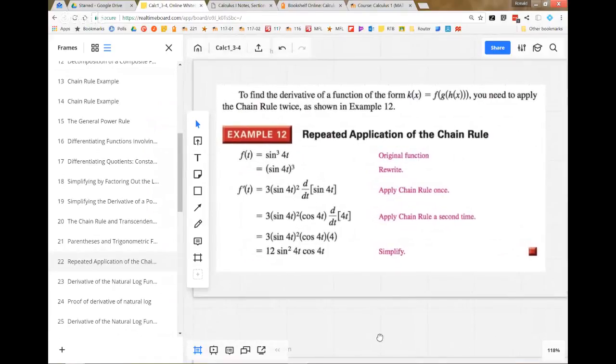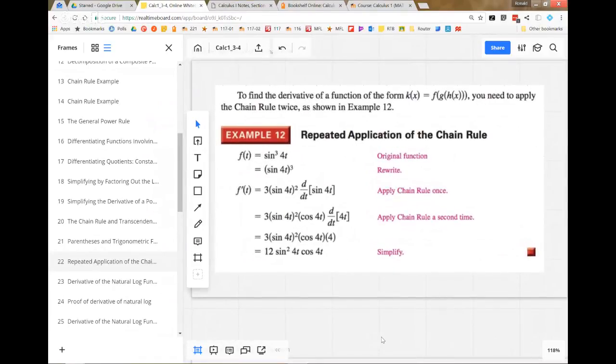So this is something that's hard to see sometimes, and you've got to really concentrate on this, okay? Here we have a repeated application of the chain rule. There's actually two embeddings going on here. The function is, I'll get my pen working here, which is not happening at the moment. Just a second. But as you can see, the function is the sine cubed of 4t.